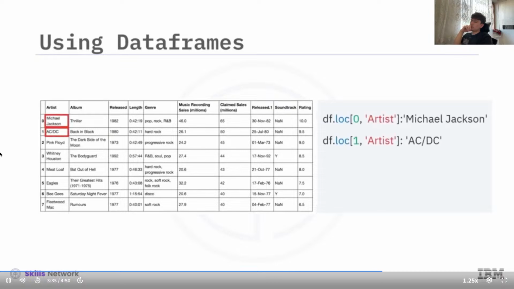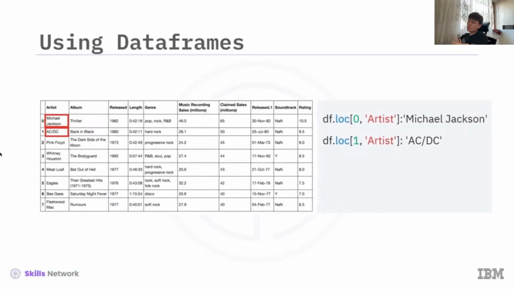You can use the name of the row index and the column as well. You can access the first row of the column named artist as follows. Similarly, you can access the second row of the column named artist. You can do the same for the column released.